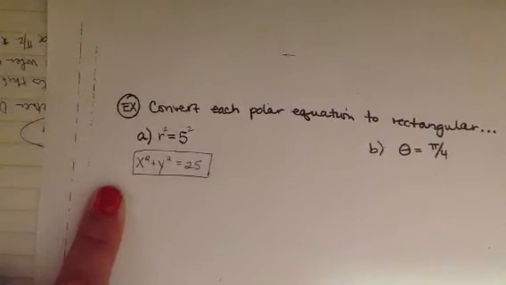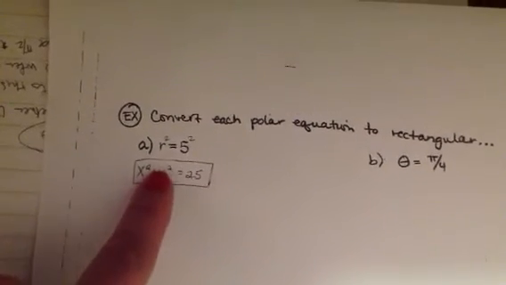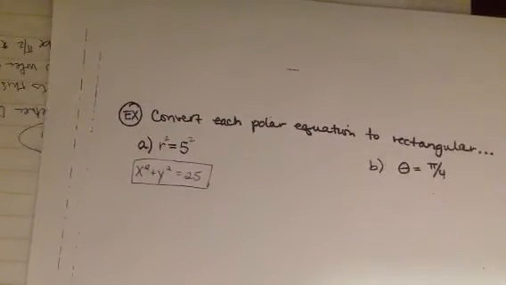That's what r equals 5 is going to look like. Any point that has a radius of 5 is going to be a circle with a radius of 5. So there's your rectangular version. There's your polar version that we came from.